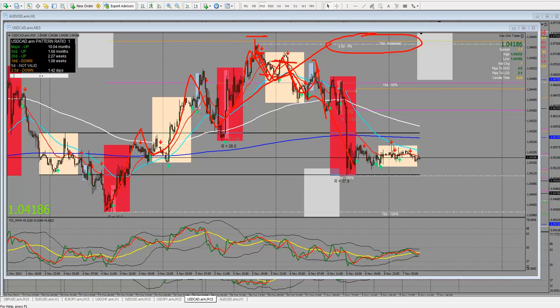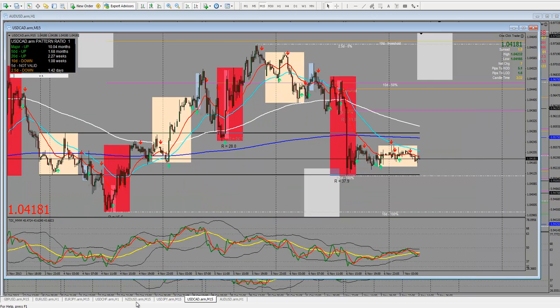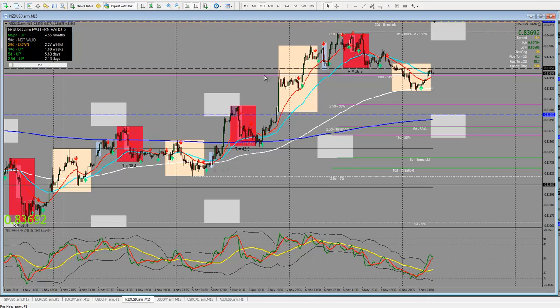Okay, now let's have a look at another pair. We're looking at the dollar yen. Dollar yen is still choppy to me, I'm not going to touch that. The New Zealand dollar is nice. It's looking like it has been topped up.